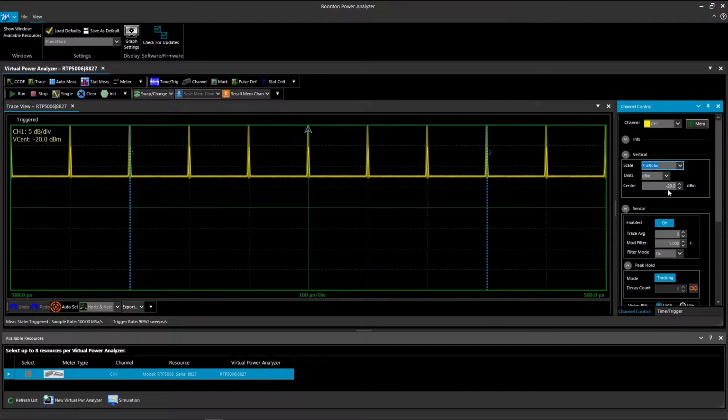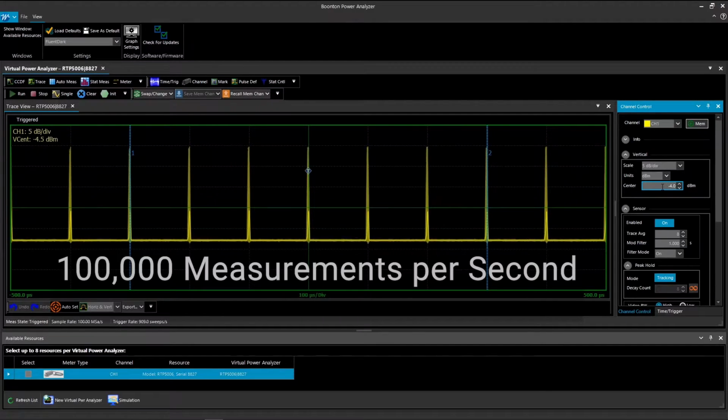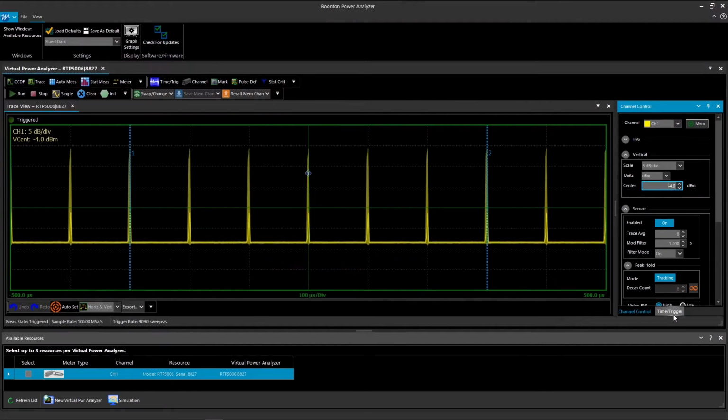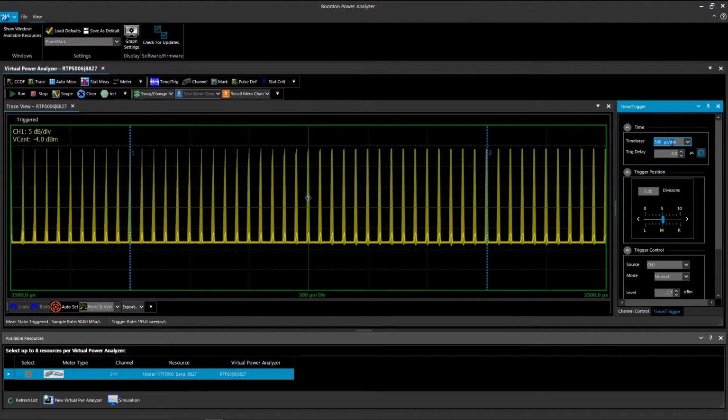The RTP5000 peak power sensors deliver 100,000 measurements per second with no gaps in signal acquisition. Using this performance with automatic pulse measurements makes the RTP5000 peak power sensors the ideal instrument for fast, accurate, and reliable RF power measurements.